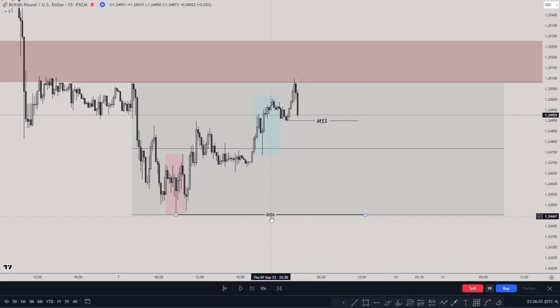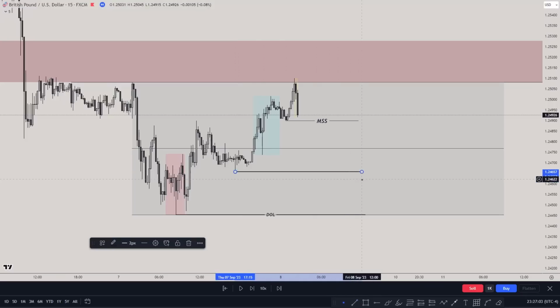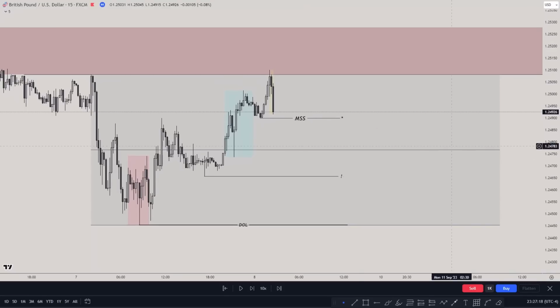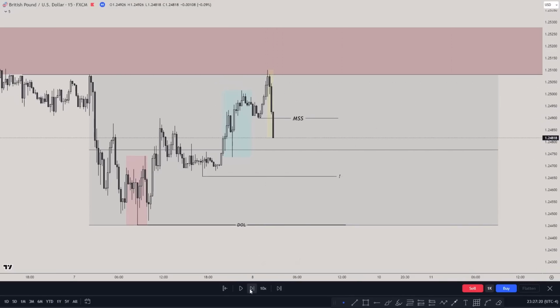So this is my draw on liquidity, but for sure I'll be taking some partials along the way, especially at this level. Why? Because this level has a fair value gap below it and liquidity. Most likely, price can just come here, take this level, and then go up. So let's wait for a market structure shift if there is one.